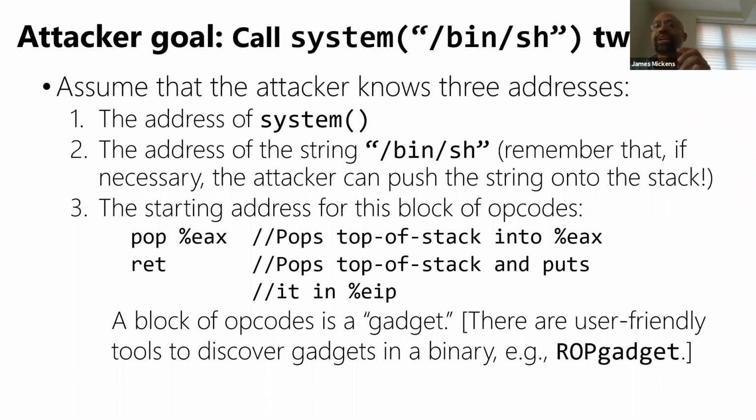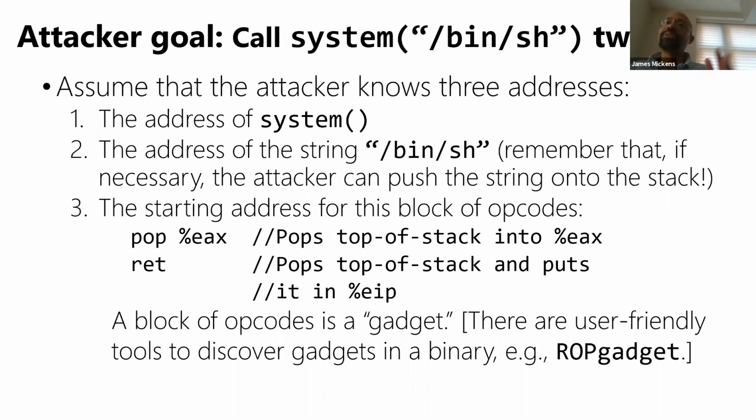It's just a small set of instructions that end with a ret. And as I'll discuss in more detail later, there are very user-friendly tools to discover gadgets in a binary. There are automated tools like ROP Gadget, which we'll look at in a second, which can take in a binary that you have sitting on your local machine, and it'll tell you, here are all the very interesting gadgets that are sitting in that binary.